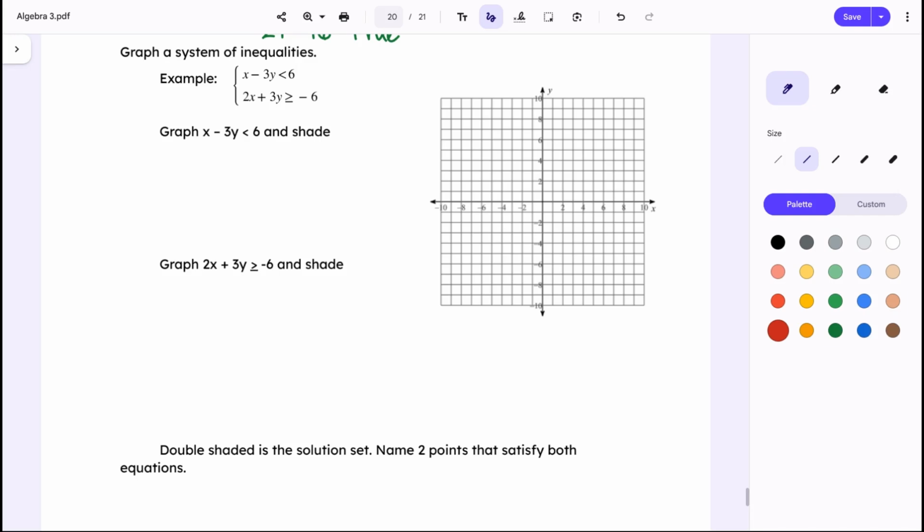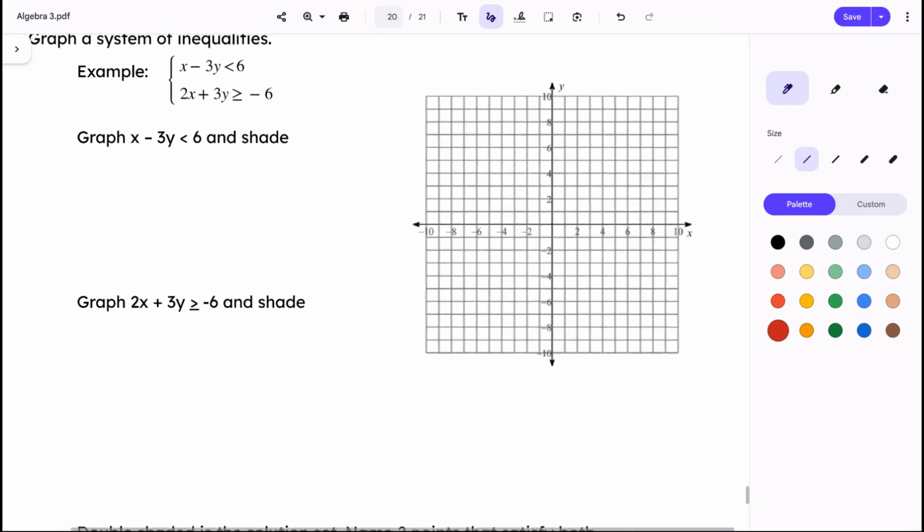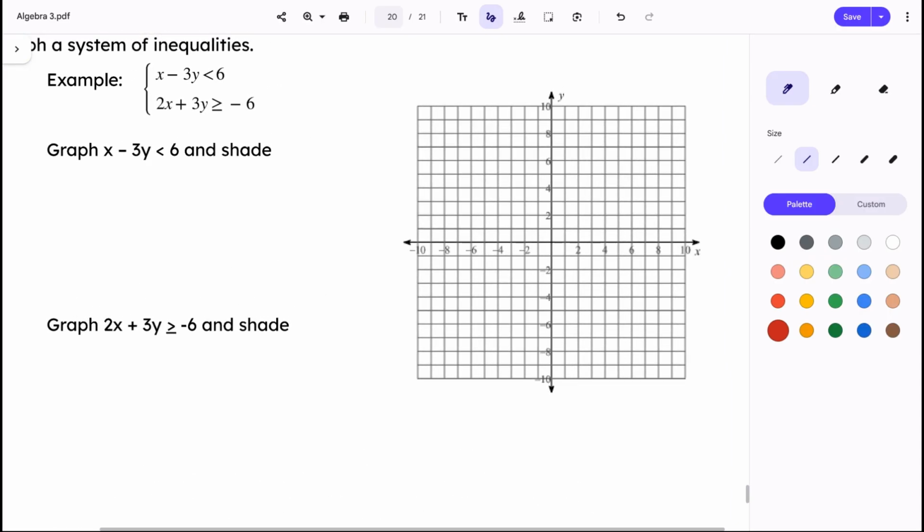So I'm going to start by graphing them individually. I've kind of got them split apart here. So I'm going to start with this x minus 3y is less than 6. I'm going to rewrite it for my slope-intercept form. So I'm going to subtract the x first. So we've got negative 3y is less than negative x plus 6.